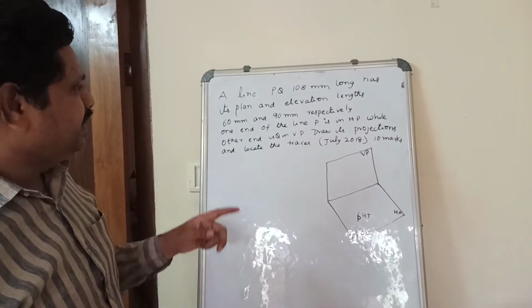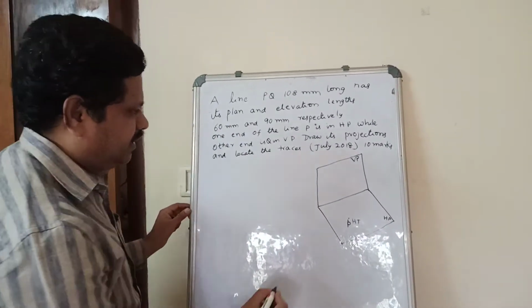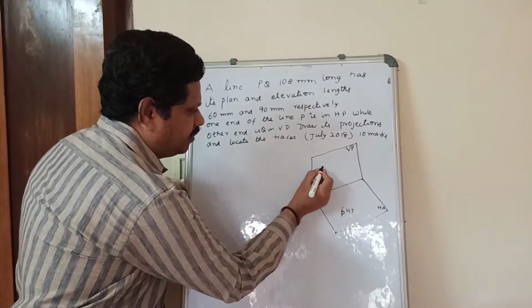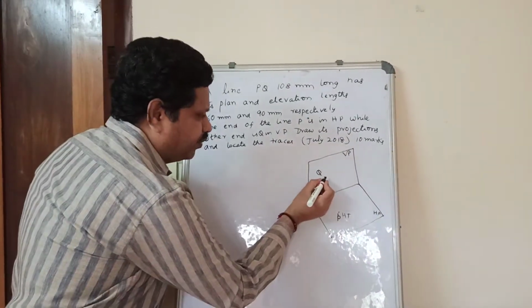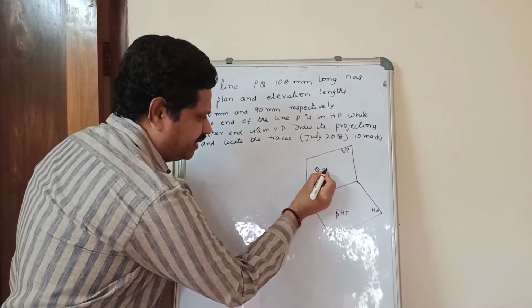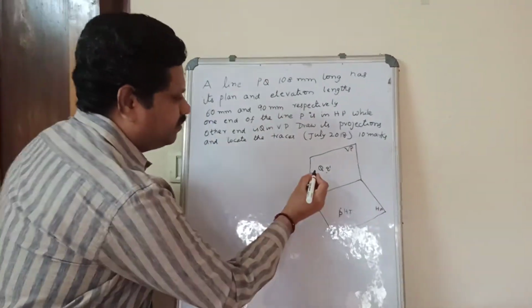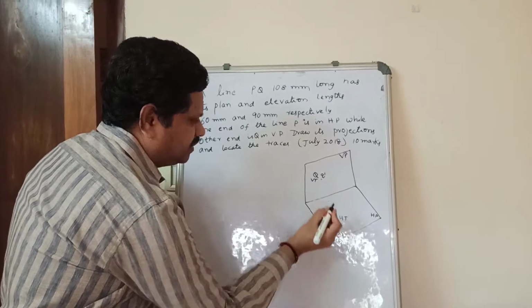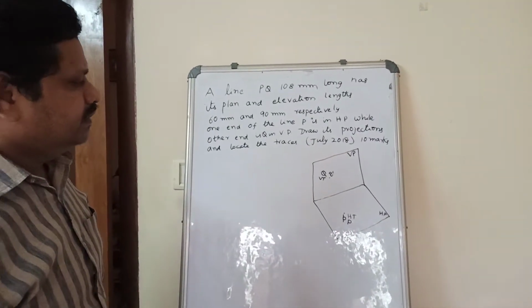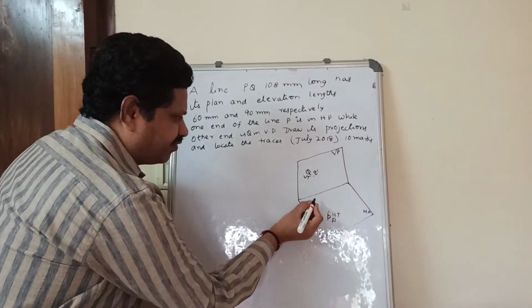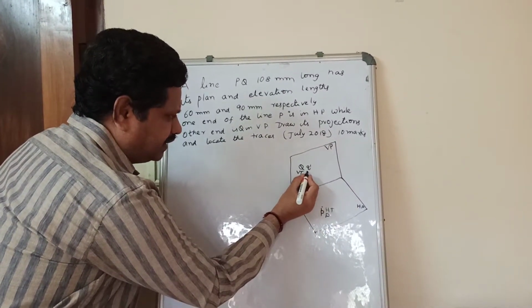Similarly, the point Q is given in the vertical plane. So its front view will be on the same point, and the same point is the vertical trace. Then this is the length in the front view.